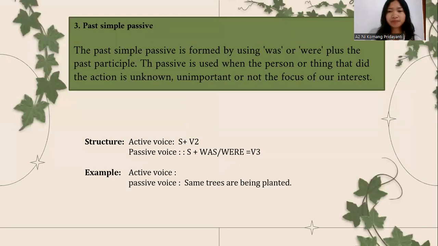And then for past simple passive. The past simple passive is formed by using was or were plus the past participle. The passive is used when the person or thing that did the action is unknown, unimportant, or not the focus of our interest. The structure for the active voice is subject plus verb 2. And then the passive voice is subject plus was or were plus verb 3. For example, some trees were planted.